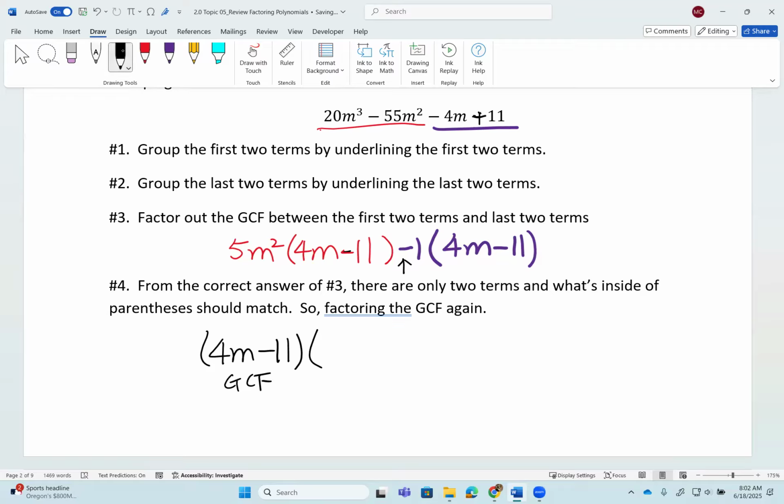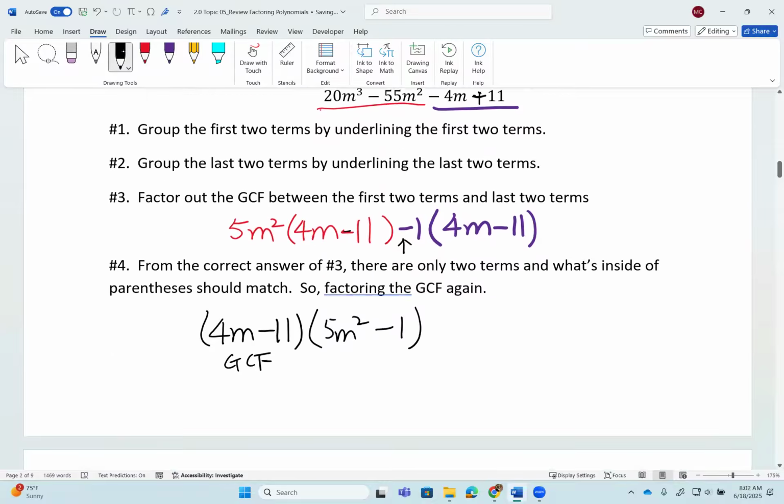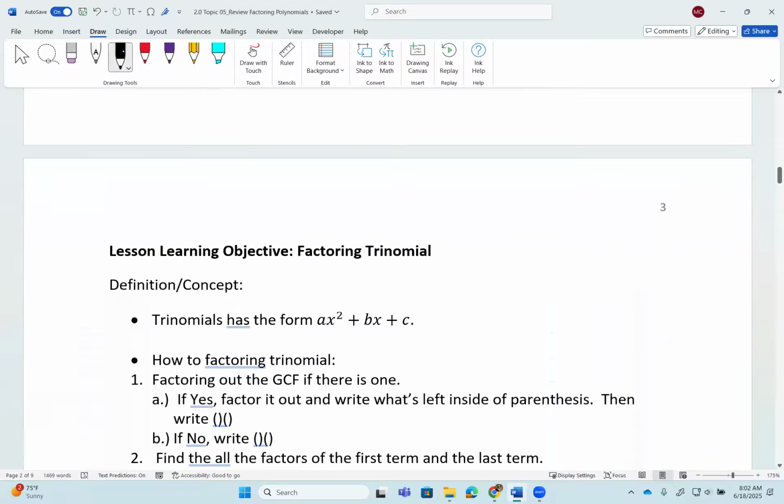So what should be left for the first term in red, once I factor out 4m minus 11, is 5m squared. Second term, negative 1 should be what's left. There you go. All right, so that's factoring by grouping. We will do this quite a bit throughout the semester. The next one is factoring trinomials.